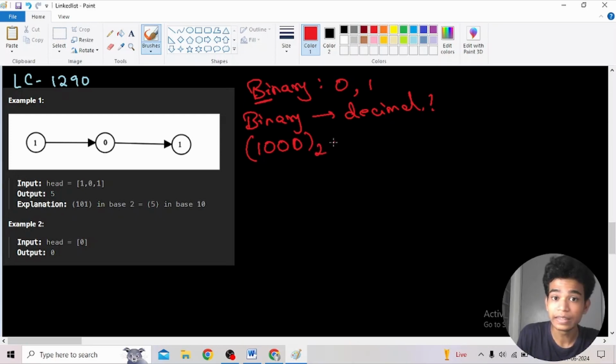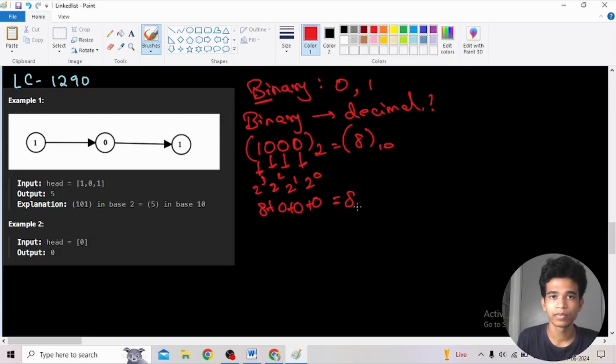Now this can be converted as, just listen carefully: this first 0 into 2 power 0, this second 0 into 2 power 1, here 2 power 2, here 2 power 3. 0 into anything is 0, 0, 0, and here it comes 8. So 8 plus 0 plus 0 plus 0 is equal to 8. So what is the decimal equivalent? It is 8. Can I understand this? Yes. So this is how we will convert a binary number into a decimal number.